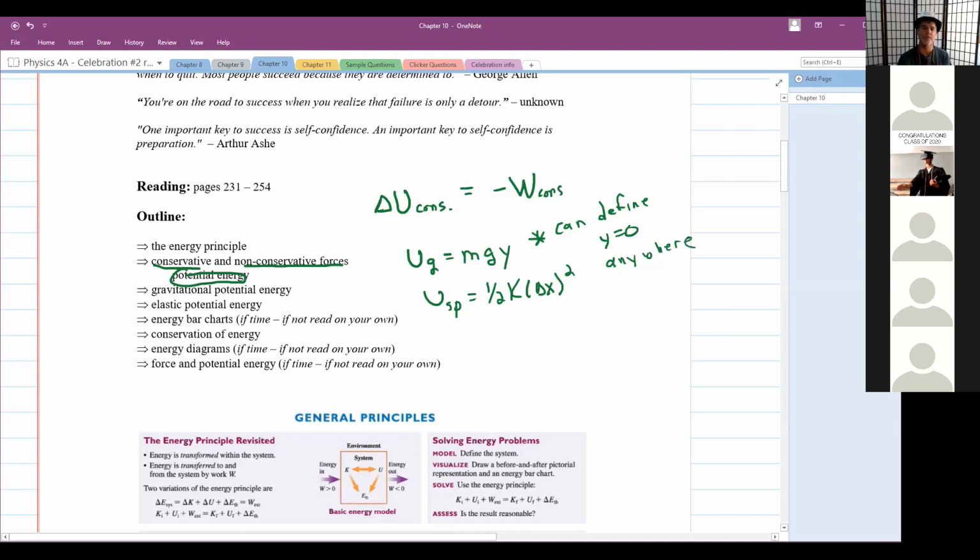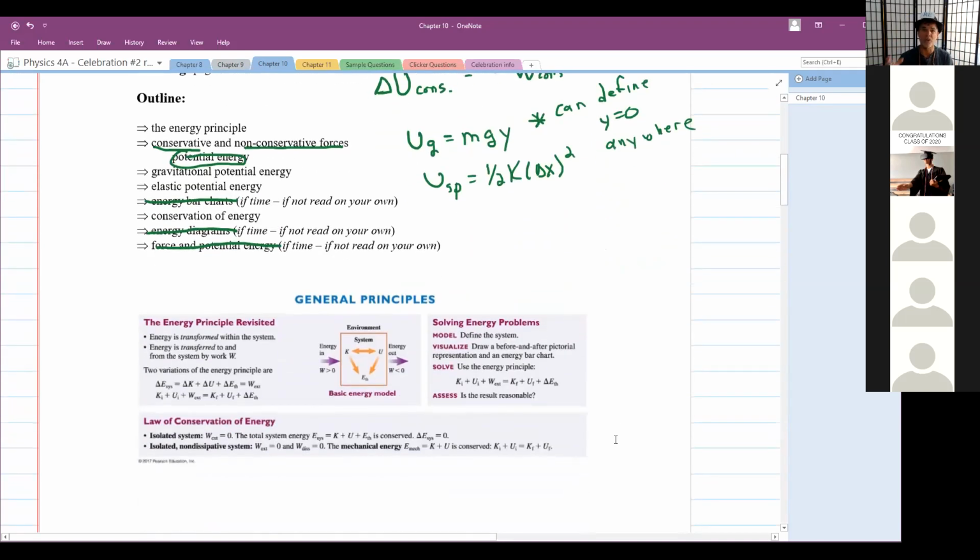So in general, there's going to be two logical places to usually define y equals 0, either where the object is starting or where it's finishing. Energy bar charts, don't worry about. Energy diagrams, don't worry about. Force and potential energy, don't worry about. Big thing from this chapter is really just conservation of energy.